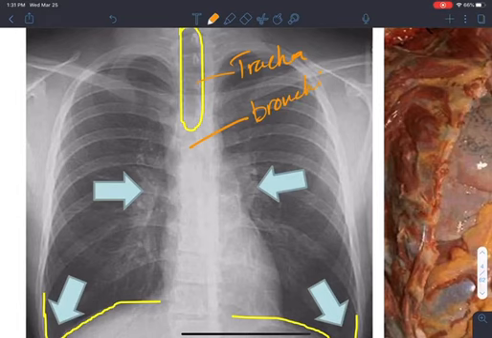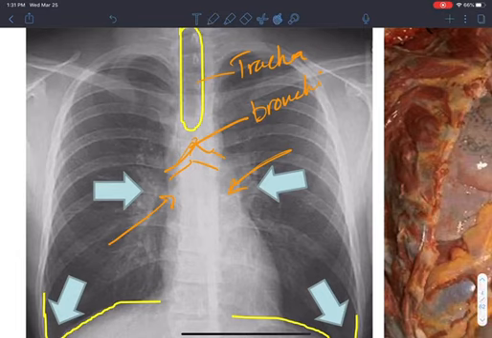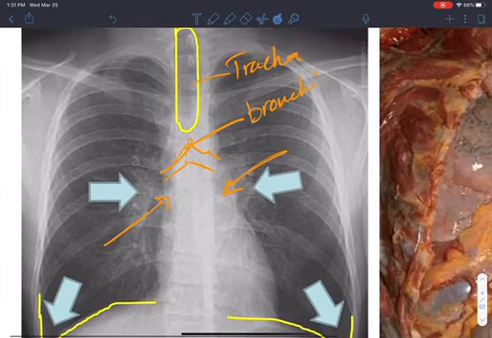These right here would actually be where the bronchi enter the lungs. So it's going to split here, and you're going to have those bronchi, and then they're going to enter the lungs. And that's what you can kind of see right through all this stuff right here.